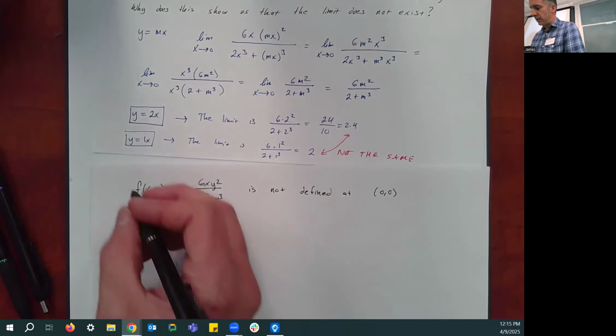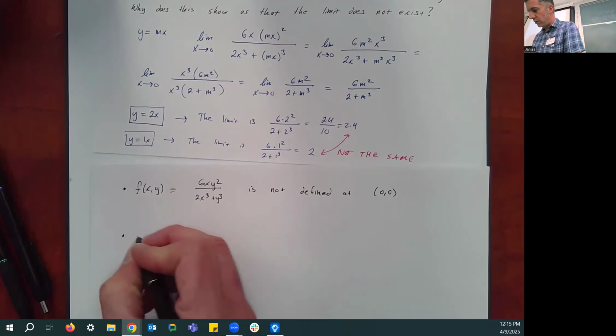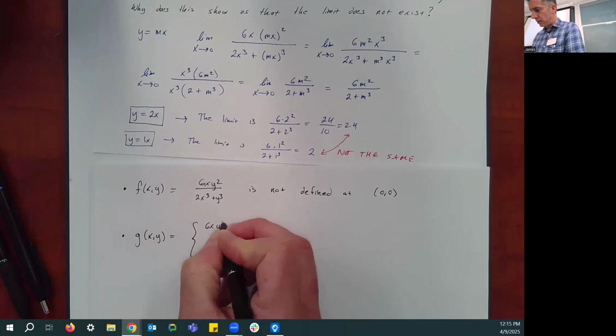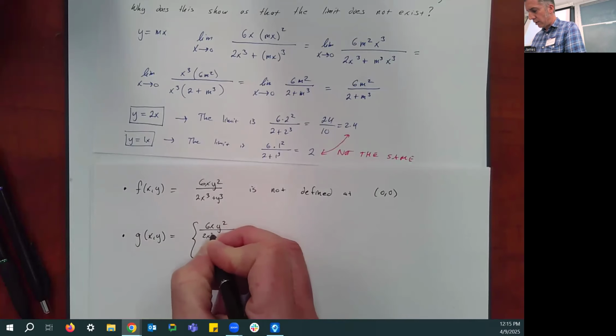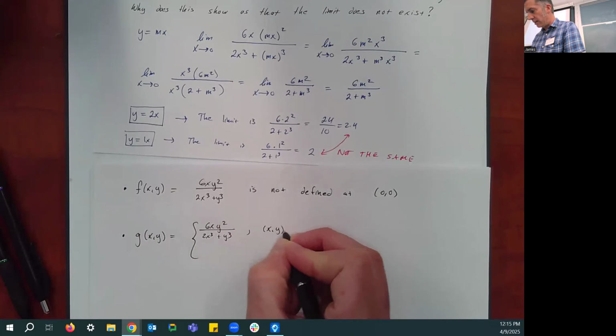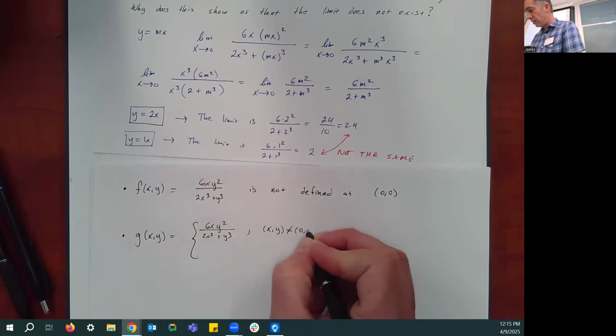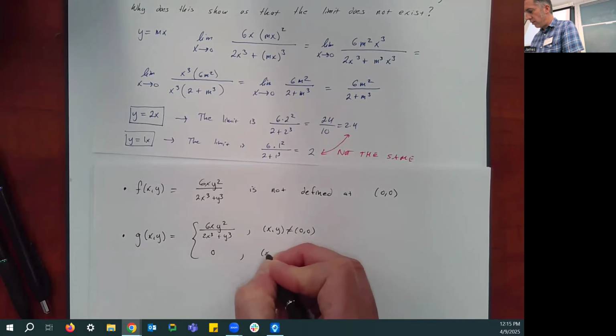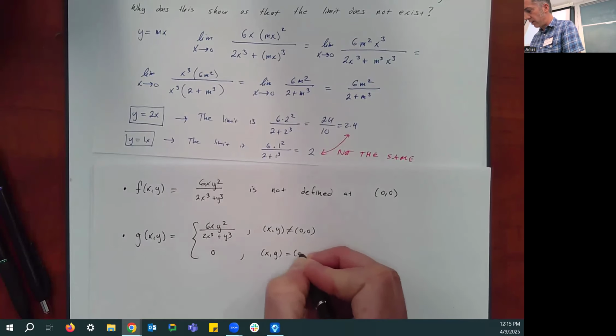So let's fix it. Let's make a new function that's almost the same. Let's say g of x comma y is equal to the piecewise function 6xy squared over 2x cubed plus y cubed when x comma y is not 0 comma 0, and it's equal to 0 when x comma y is 0 comma 0.